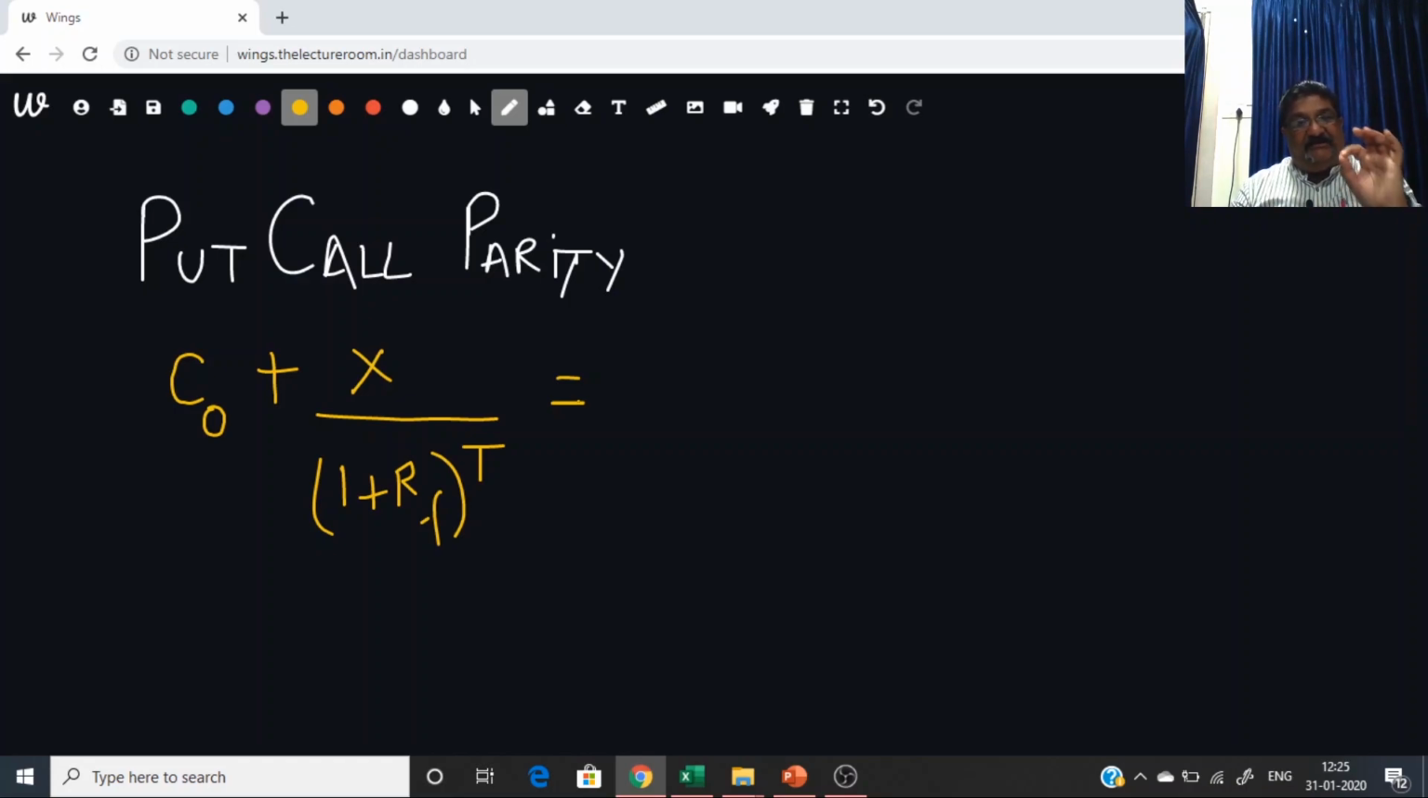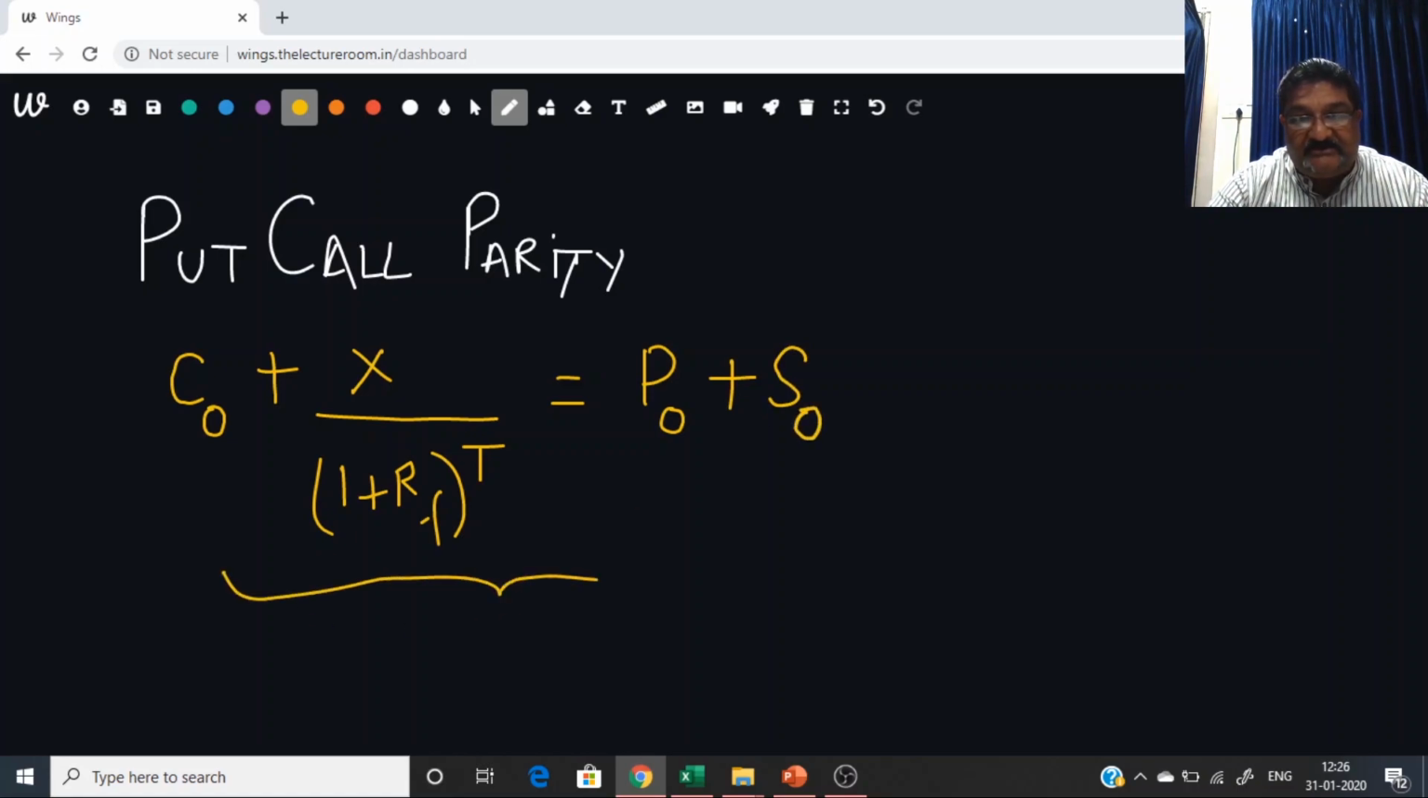My total investment, or the total cash outlay at the beginning, was the price of the call option C0 and the price of the underlying bond, which is X by (1 plus RF) to the power of T. And my total outlay in case of the protective put portfolio will be the price of the put option P0 and the price of the underlying stock, which is S0. This, my dear friends, is what is called the put call parity equation.